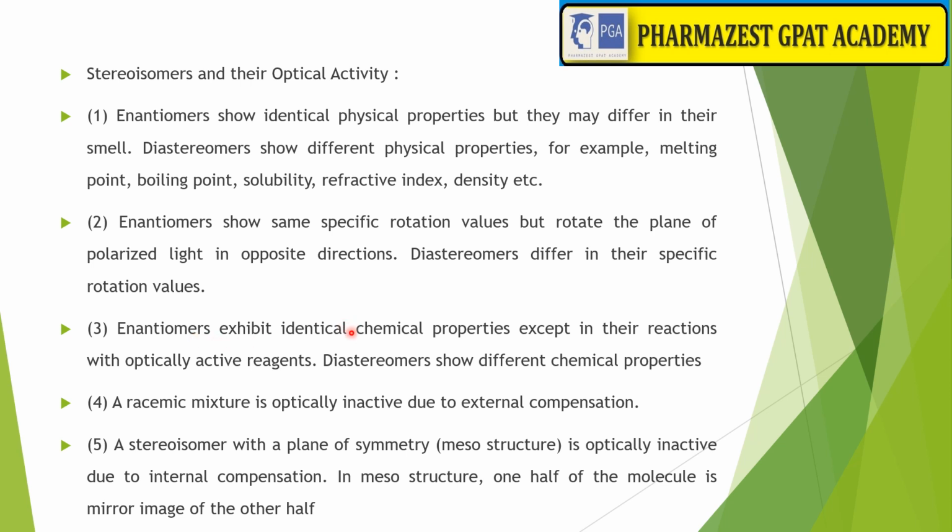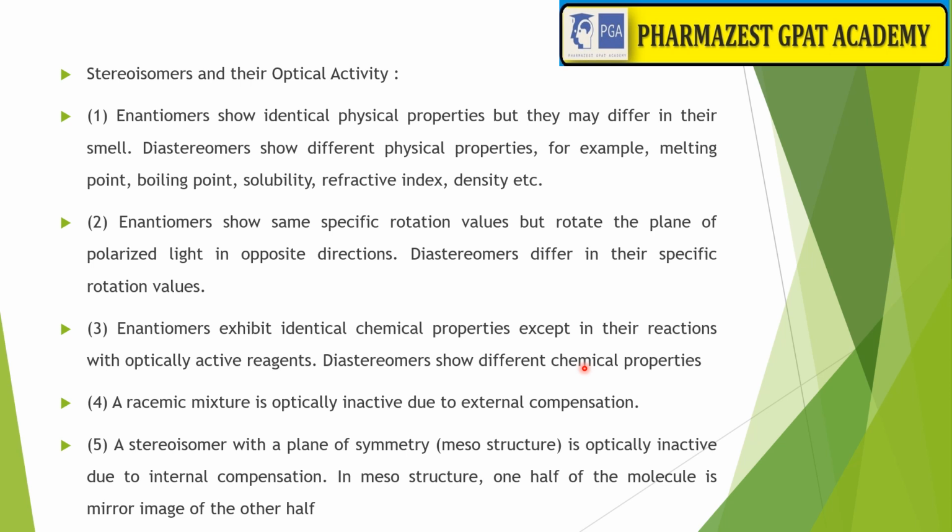enantiomers exhibit identical chemical properties except in their reactions with optically active reagents. Diastereomers show different chemical properties. Diastereomers show different physical and chemical properties, whereas enantiomers have identical physical properties and identical chemical properties, but the exception is that reaction with only optically active reagents.